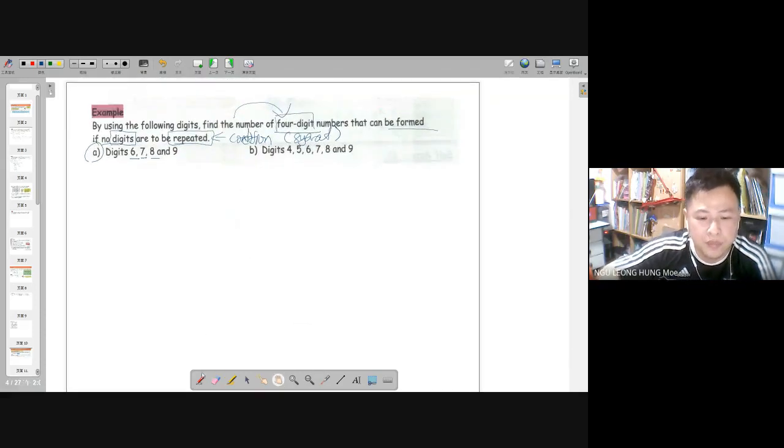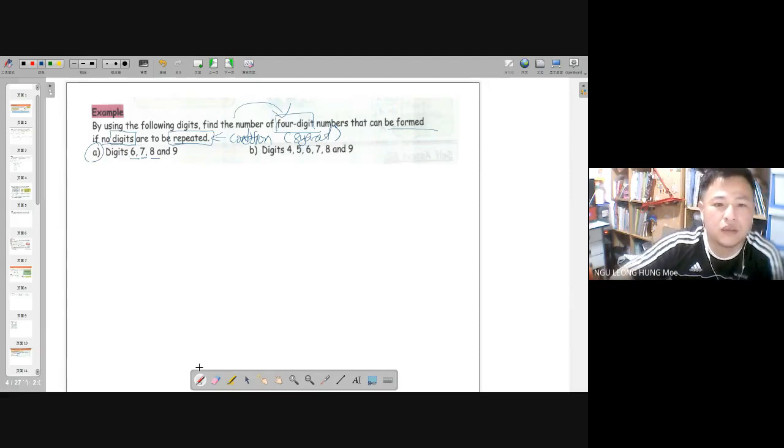For this one, I go back to this question. Find the number of 4-digit numbers that can be formed from 6, 7, 8, 9. So the first one I can write 6, 7, 8, 9. Then the second one I might write 6, 7, 9, 8. Also 4-digit, with no digits repeating.